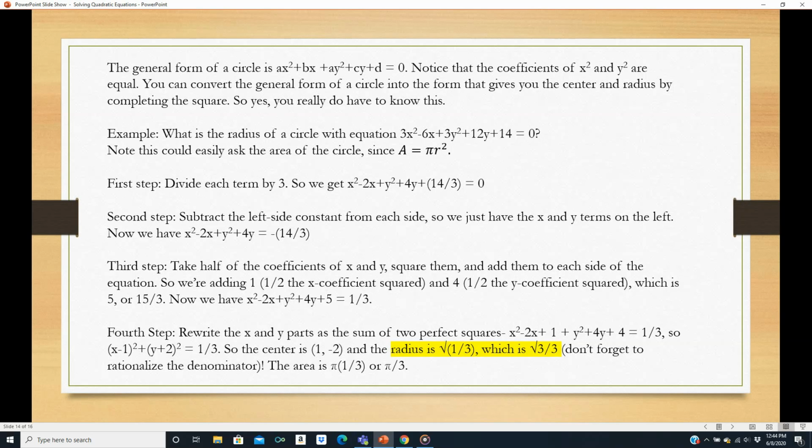You're just rationalizing the denominator, so you're multiplying this by square root of 3 over square root of 3, so you end up with 3 on the bottom and square root of 3 on the top. That's called rationalizing the denominator. Please don't forget to do that.